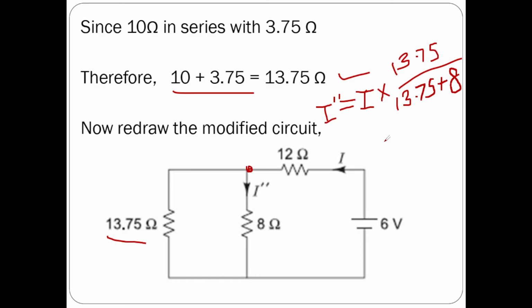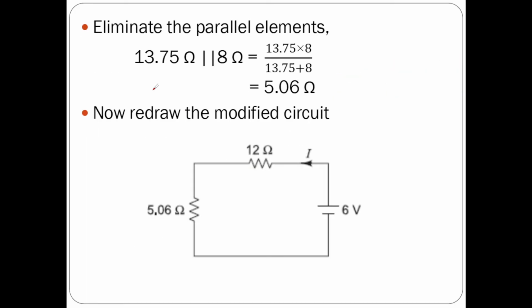Okay, do we know I? We don't know I. So first of all let us determine the I value. Current is flowing through 12 ohms and dividing into two parts, so these two resistors are in parallel. So we eliminate this parallel path. 13.75 and 8 ohms are in parallel: 13.75 into 8 by 13.75 plus 8. Simplify it, you will get 5.06. So now redraw the circuit, you will get this.